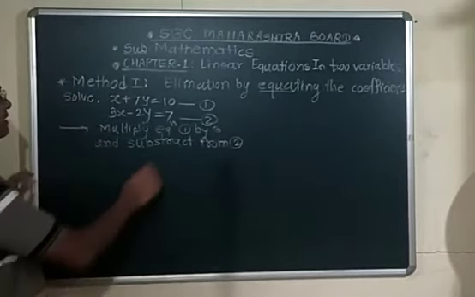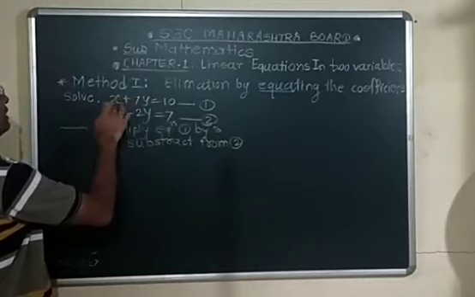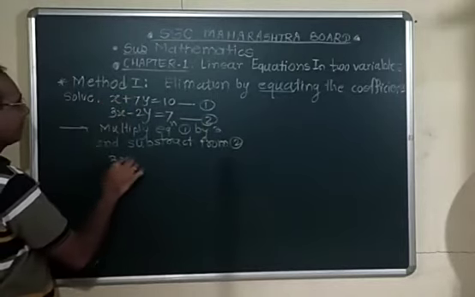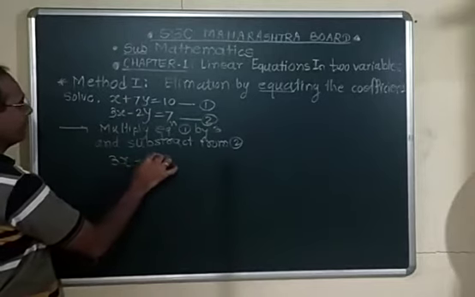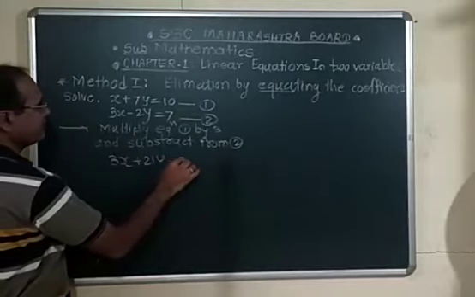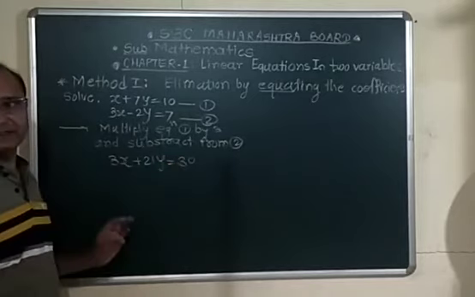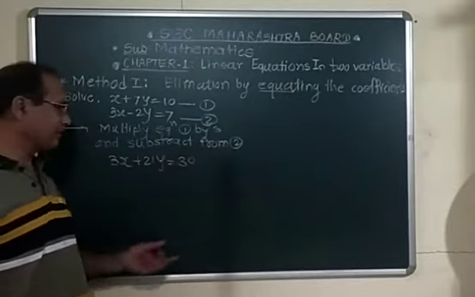Let us multiply equation 1 by 3. So we have 3 into x, 3x. Now 3 into 7, 21y, is equal to 3 into 10, that is 30. You have 30 here. You have to subtract this equation from equation 2.